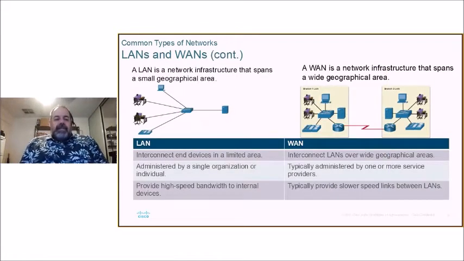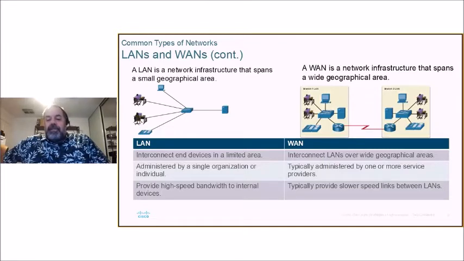So a LAN, as I said, is a network infrastructure that spans a small geographical area. It interconnects end devices in a limited area administered by a single organisation or individual, and provides high-speed bandwidth to internal devices. Another difference is that with a LAN, normally the business or the people who own it own the entire network, while with a WAN, you will normally have to use the services of a telco to join them together. Not many of us get to run fiber from one site to the next. And if you do, well, it's going to cost a bit of money.